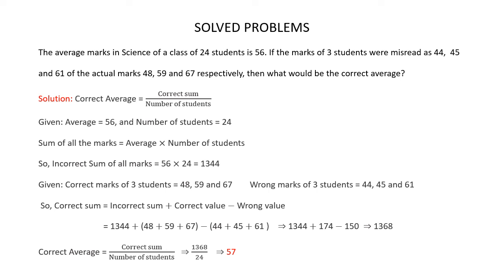1368. So the correct sum is 1368 and number of students is 24. So the correct average is 1368 divided by 24, which gives us 57. So the correct average is 57.